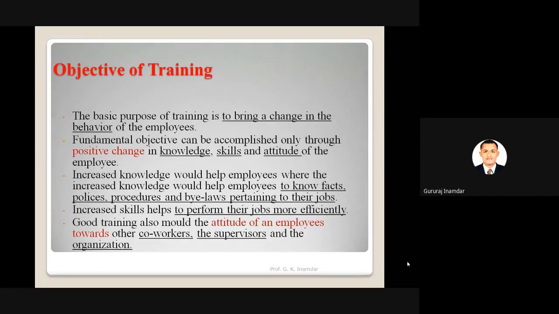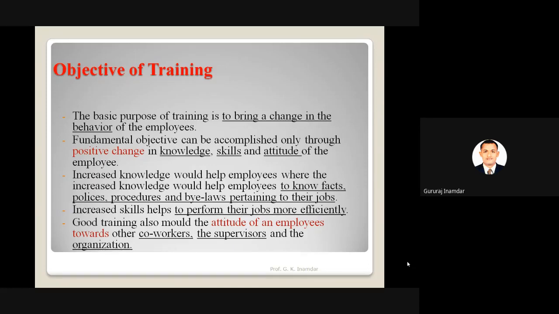What are the objectives? The basic purpose of training is to bring a change in the behavior of the employee. Is it right? The behavior of the employee should be changed as per requirement. Fundamental objectives can be accomplished only through positive change in the knowledge, skills and attitude of the employee. Now, when will training be successful?